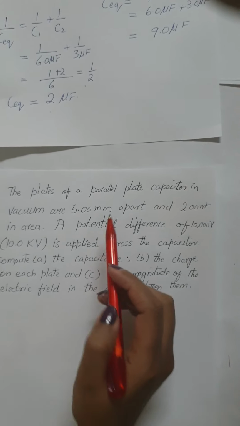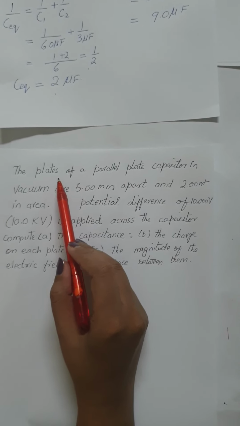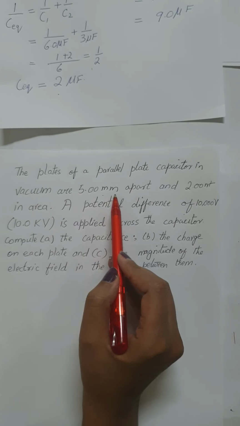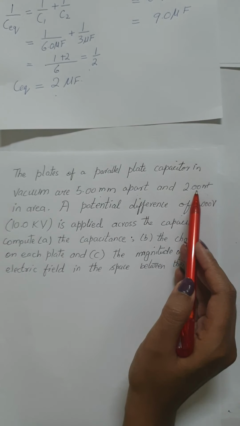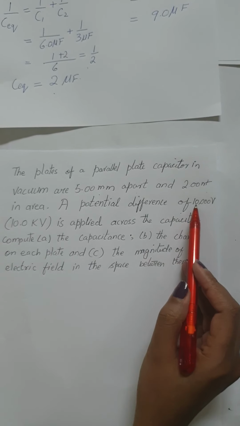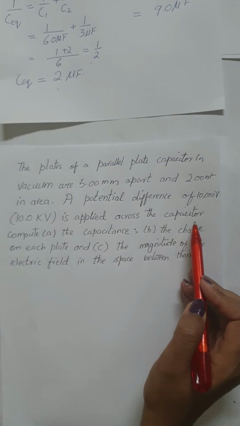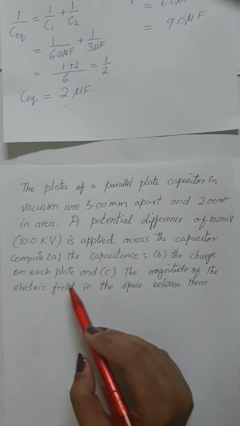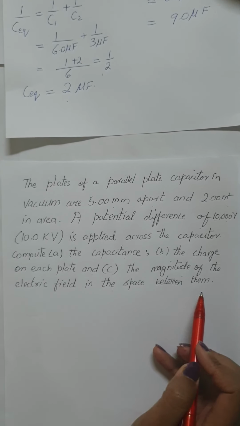So in this problem it is about a parallel plate capacitor. The plates of a parallel plate capacitor in vacuum are 5 millimeter apart, so the distance between two plates is 5 millimeter, and 2 meter square in area, the area of the plate. A potential difference of 10,000 volts or 10 kV is applied across the capacitor. Compute the capacitance, the charge on each plate, and the magnitude of the electric field in the space between them.